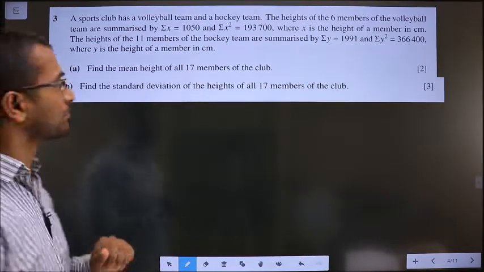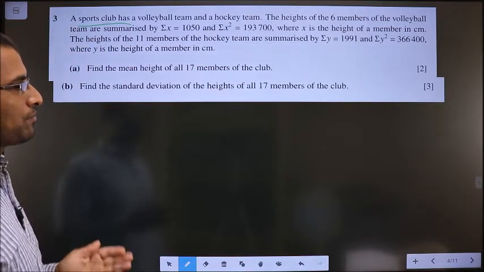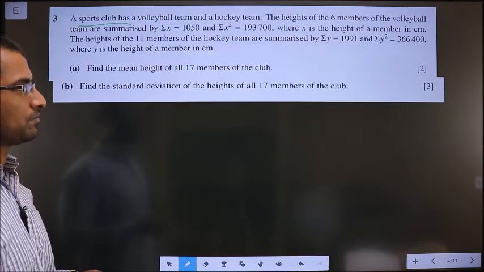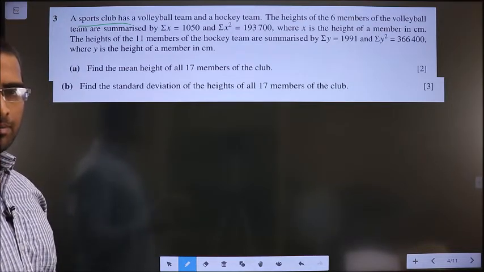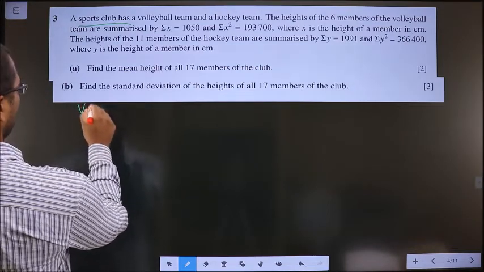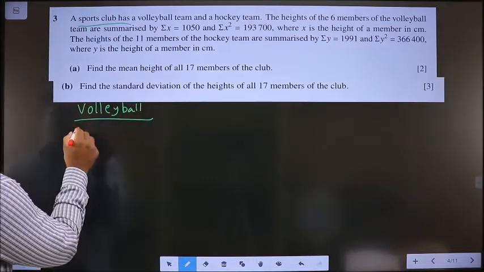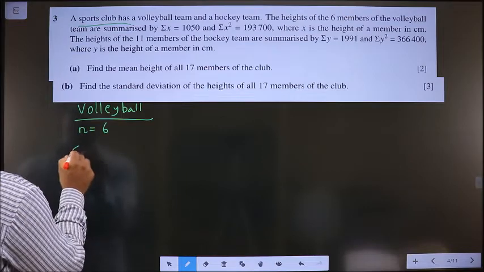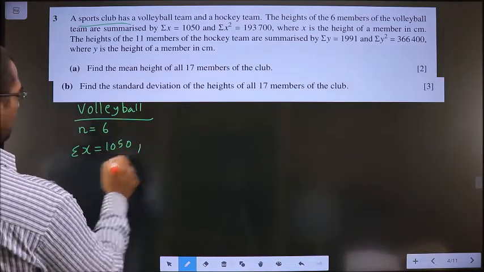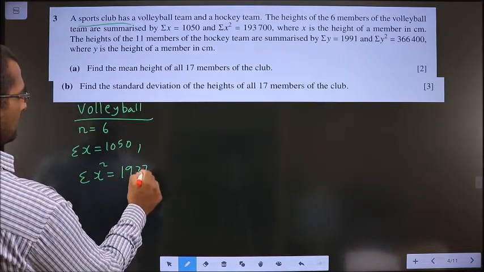Question 3. A sports club has a volleyball team and a hockey team. The heights of 6 members of the volleyball team are summarized. Whenever you come across the information, write it down. So let us say for the volleyball team, how many players are there? 6, and given is sum of x equal to 1050 and sum of x square is equal to 193700.